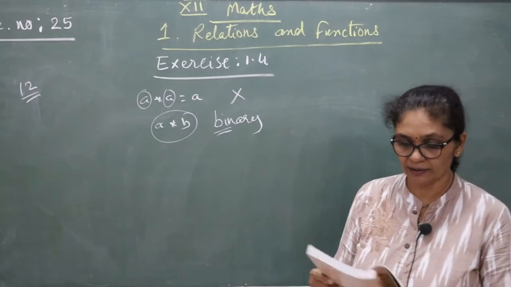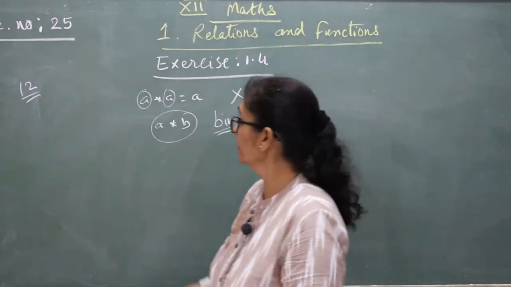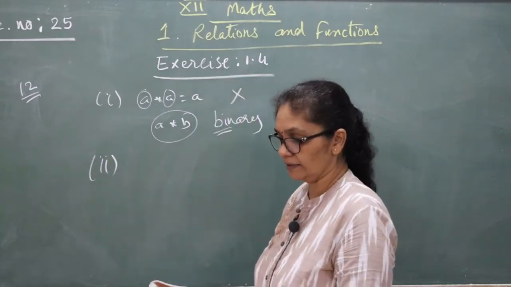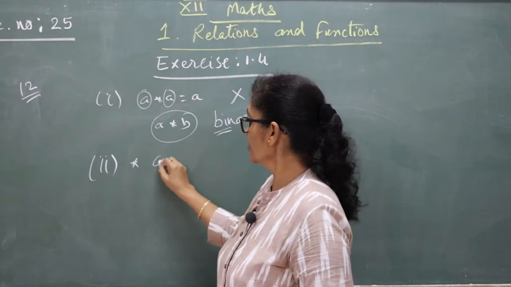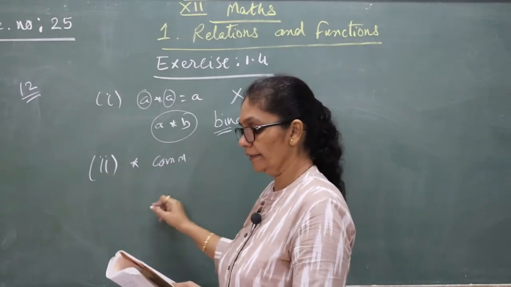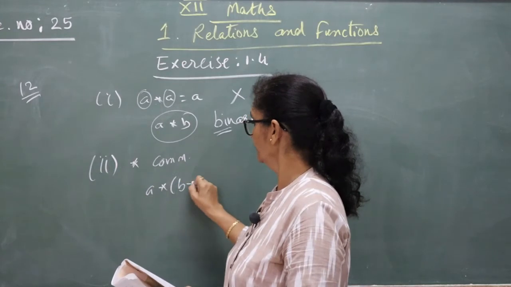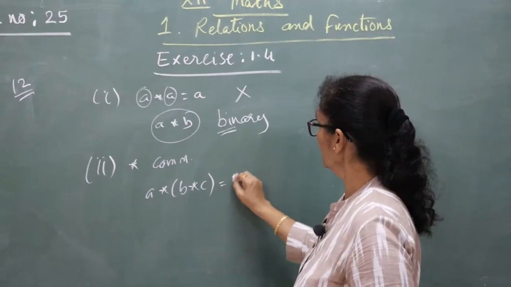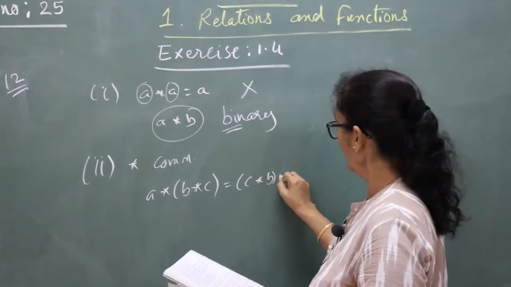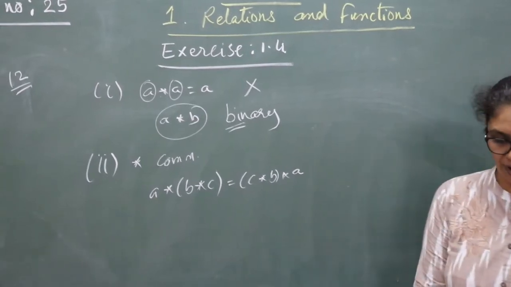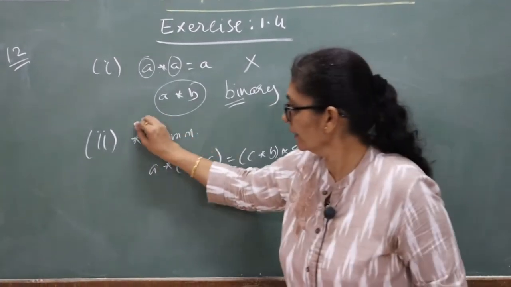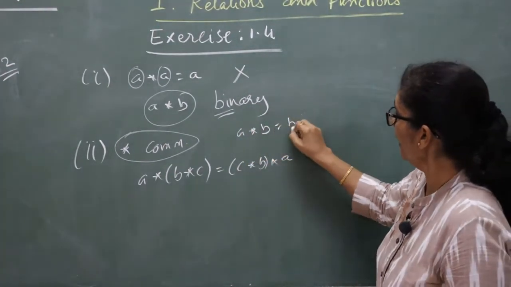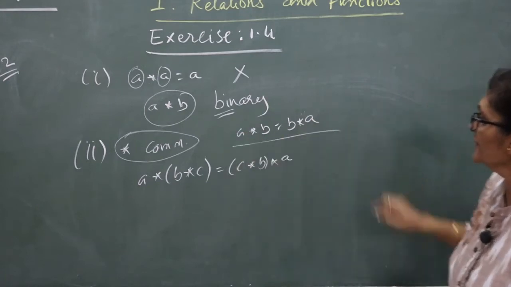Now the second one: the first one is wrong. And the second question says that this relation is commutative on N. What is the relation given? A related with B and C, similarly C related with B and A. So you have to check whether it is right or wrong. First of all check that this is commutative. What is the meaning of commutative? A with B and B with A remain the same for both.